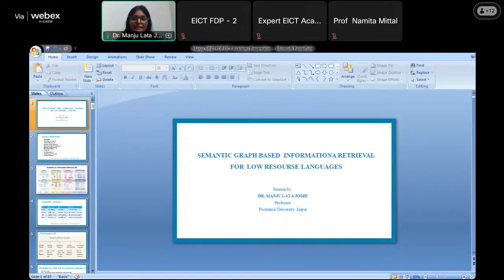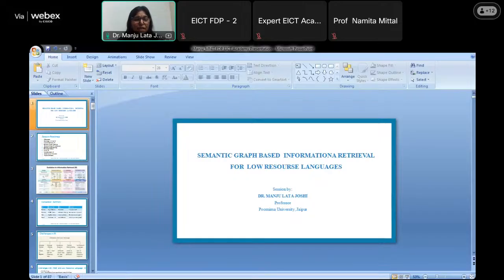All right. As introduced, today I will be taking a session on semantic graph-based information retrieval for low resource languages. And as ma'am told, I will be specially covering Hindi information retrieval. This will be today's session's agenda.